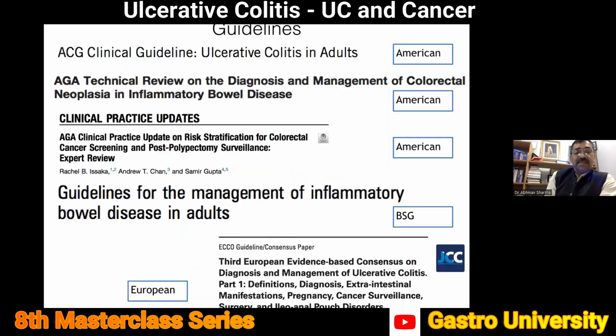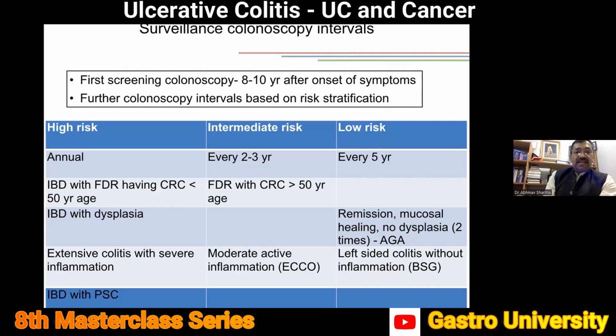So what are the guidelines? These are different guidelines from different societies and associations. The gist of these guidelines is that the first screening colonoscopy has to be done 8 to 10 years after the onset of symptoms, and further colonoscopy based on risk stratification. So patients are stratified into high risk, intermediate risk, and low risk categories. In high risk, screening is recommended annually, intermediate every 2 to 3 years, and low risk every 5 years.